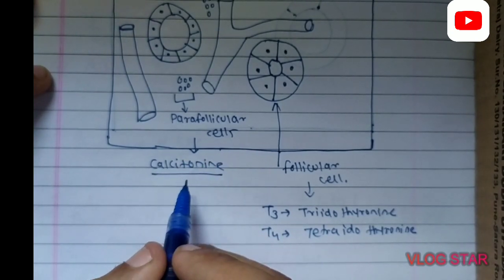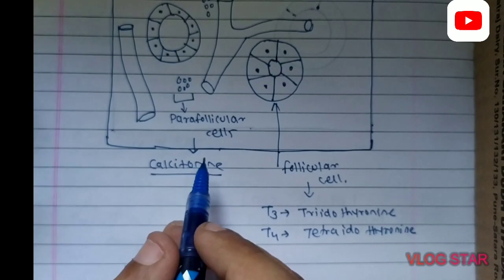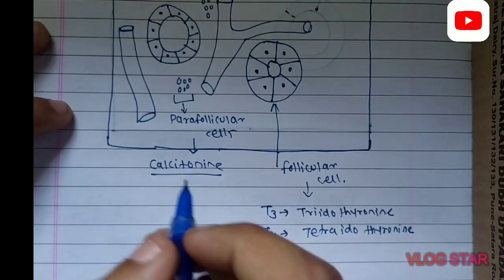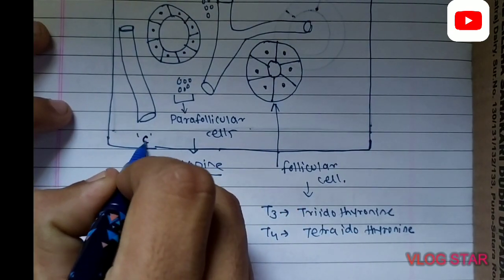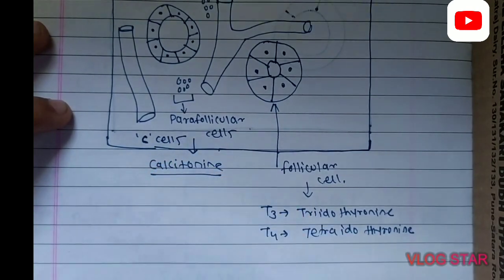Secretes one hormone, that is calcitonin. This parafollicular cell secretes calcitonin, hence these cells are also called C cells.